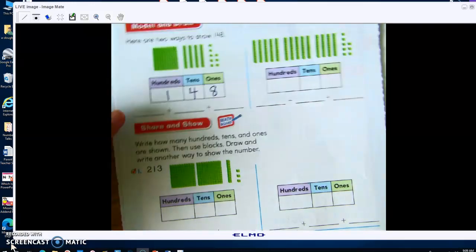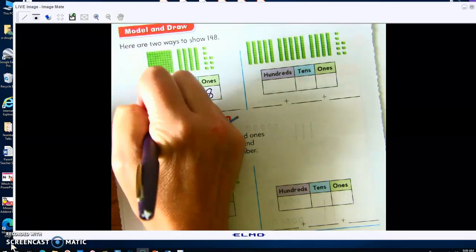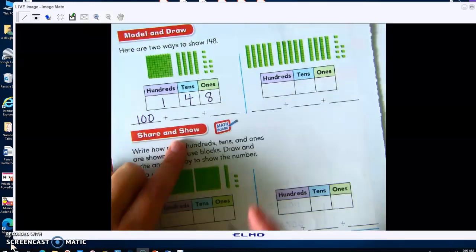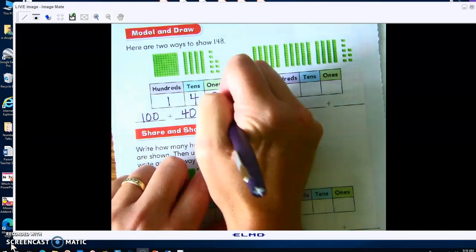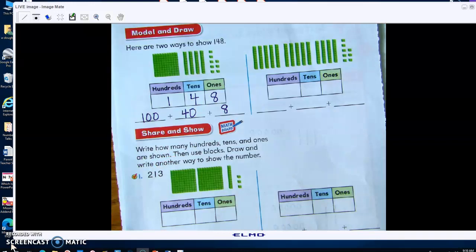Remember, 100 means it's worth 100. 4 tens means it's worth 40. And 8 ones mean it's worth 8. 100 plus 40 plus 8. We know this. You guys are good at doing this.